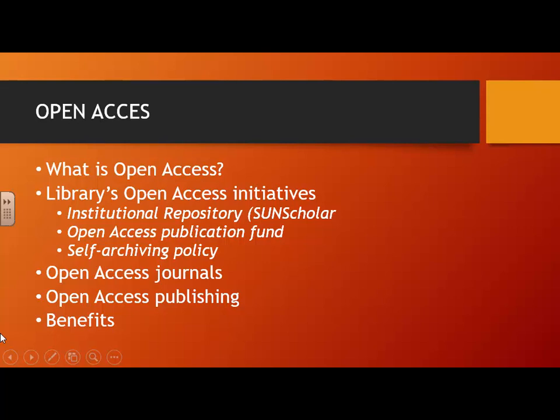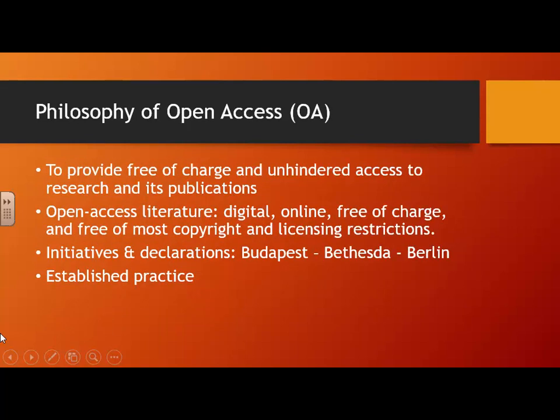Yes, we will come to that. Okay. So, if we just look quickly at the philosophy of open access, it basically means to provide free of charge and unhindered access to research and its publications or outputs. Open access literature can be defined as digital, online, free of charge, and free of most copyright and licensing restrictions. Through the years, there have been various initiatives driving open access. I do mention some of them on the slide, but I'm not going to give you a history lesson on that. It just basically means that open access today, after advocating for about the last 20 years, has become an established practice in the world of scholarly communication. And open access publications are not necessarily doubted for their authenticity or quality anymore, as was the case a few years ago. So I think that's important to notice.